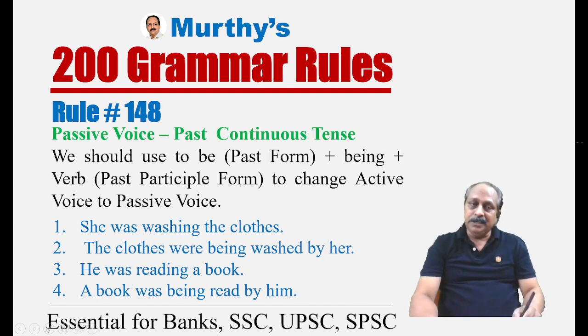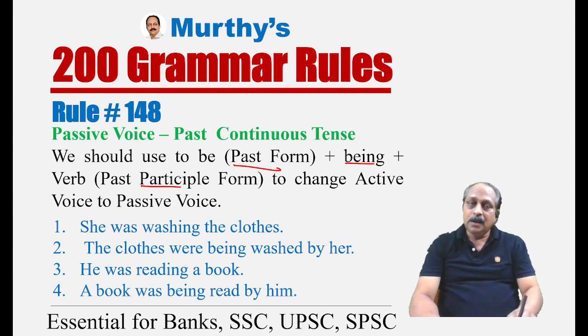Rule number 148, past continuous tense. We should use to be in the past form, and any continuous tense, being is compulsory. Any sentence in passive voice, the main verb is always in past participle form. So, what is the pattern over here? We should use to be past form, being, verb past participle form to change active voice to passive voice. Again, if you contrast present continuous passive voice and past continuous passive voice, there is one difference.